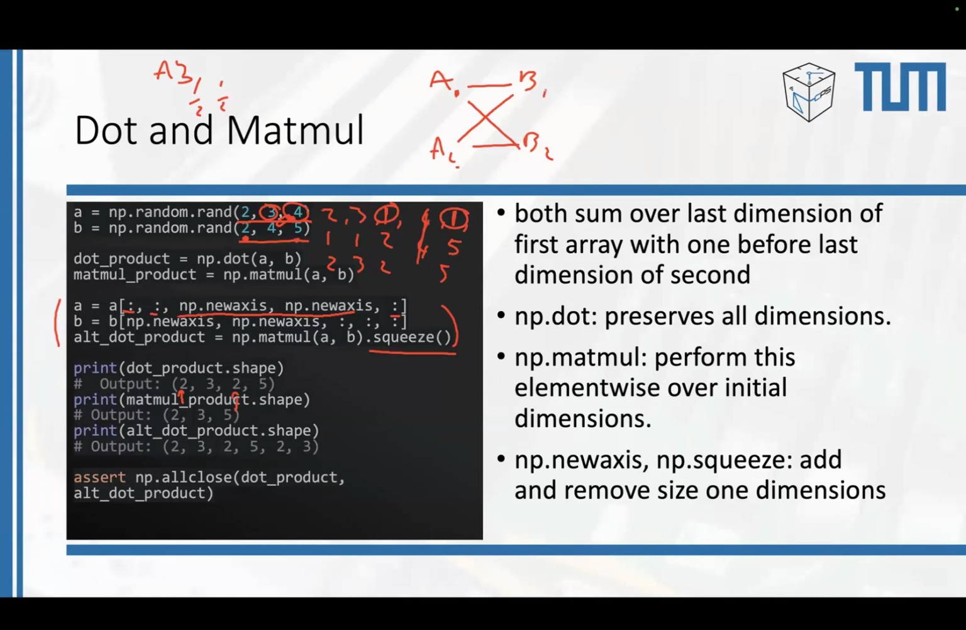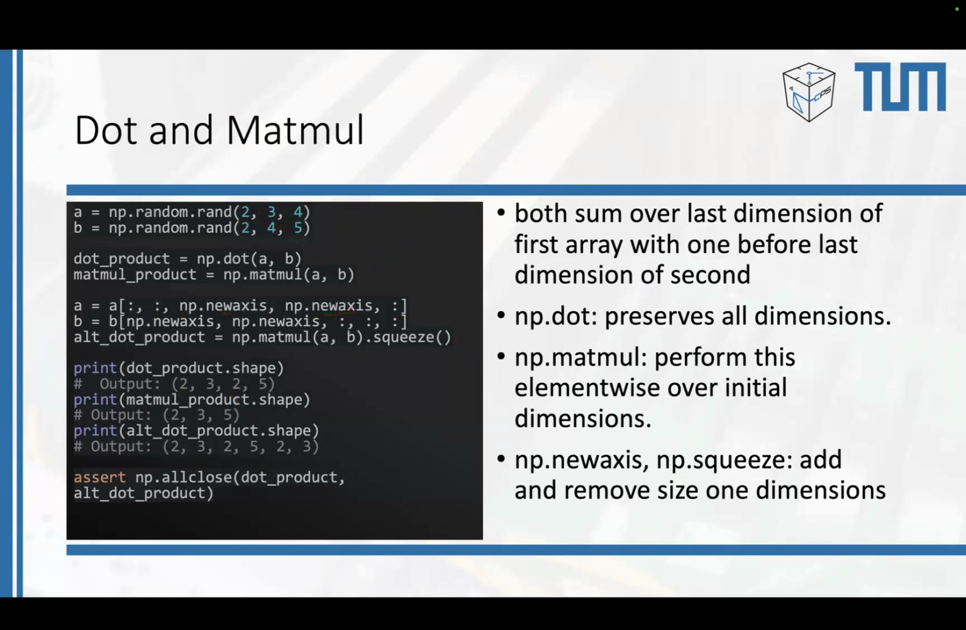Does this make sense? Again, matmul and dot is one of the things that confused me the most when I started NumPy, so that's why I'm spending some time on it. Since we have a bit of time, I also want to spend a few seconds explaining another way to do this.